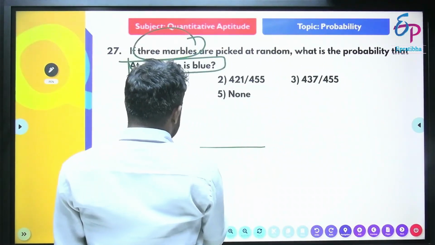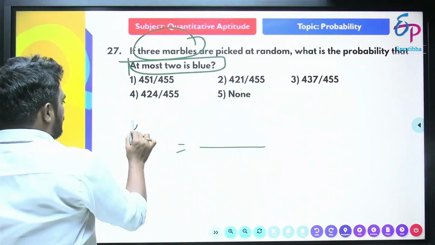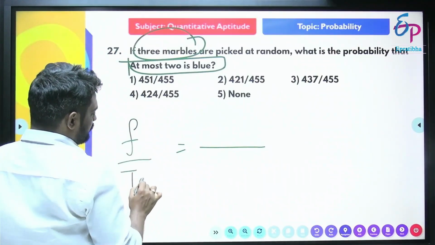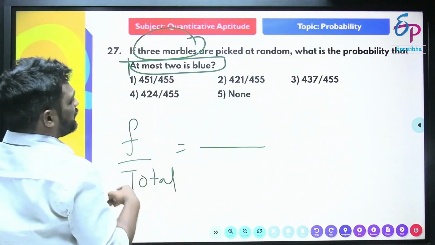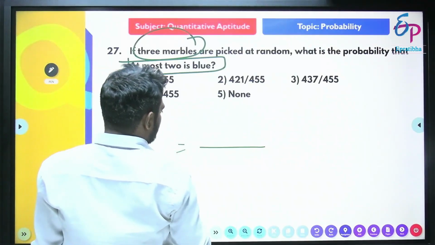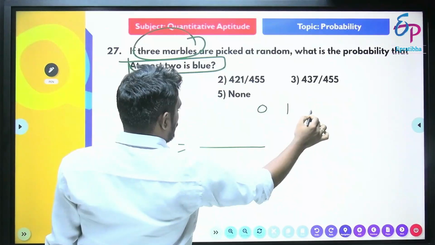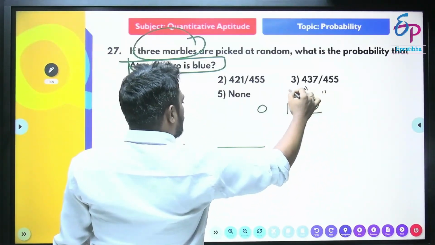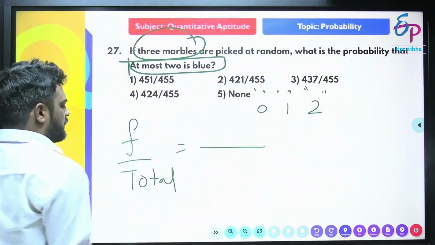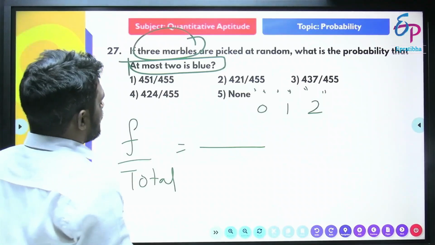From 15 marbles, favorable by total. At most 2 is blue means 0 is blue, 1 is blue, at most 2 is blue. Maximum 2 is blue, right? From 15 marbles, how many marbles do we have to pick? 2.